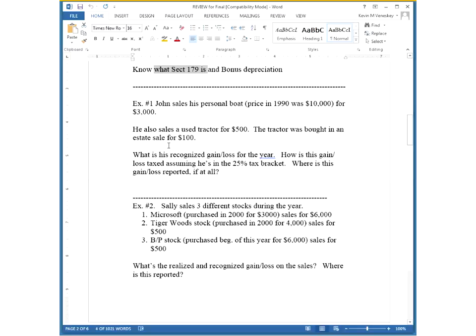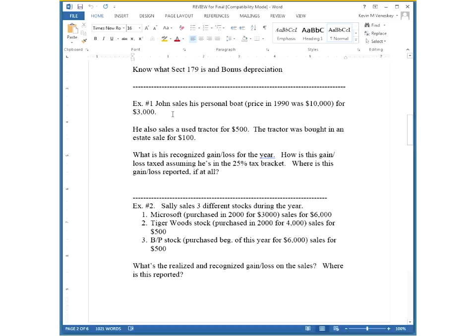So this first one gives us an example of just a regular capital asset and what to do with its gain or loss. And this particular case is a personal use asset, and those are a little different. He bought it in 1990 for $10,000, and now we sold it for $3,000. And then we have a separate situation here. We have a tractor we sold for $500, and we originally bought it pretty cheap for only $100. So what are we going to do? Realized and recognized gains, assuming a 25% tax bracket.